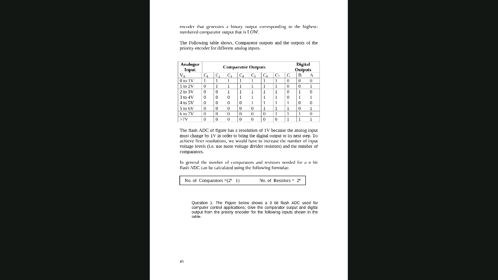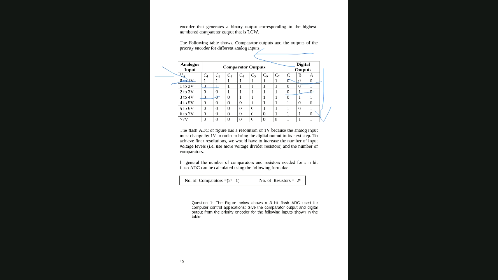How many comparators? The first case, 0 to 1. You go from right to left. Do you see, guys, any zero? No zero, right? So therefore it is 0, 0, 0. But the second one is C1, so 0, 0, 1. Then C2, so 0, 1, 0, and so on. So this is the way we simply find the output.